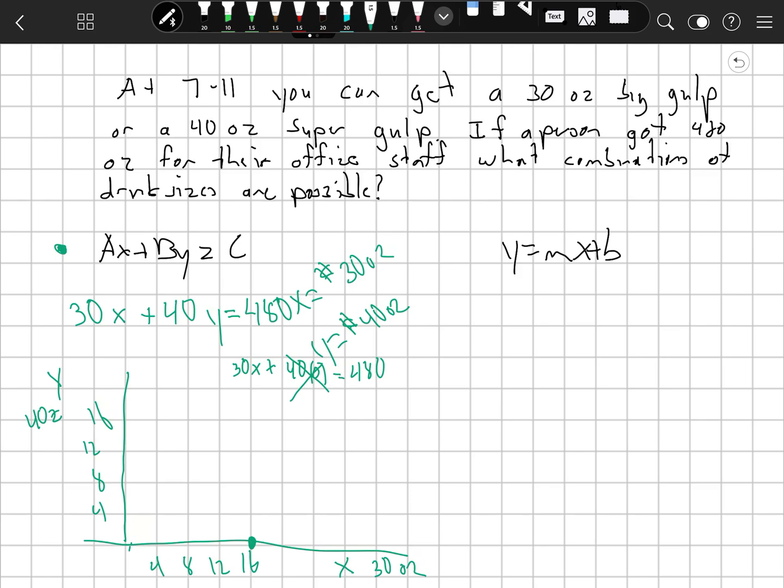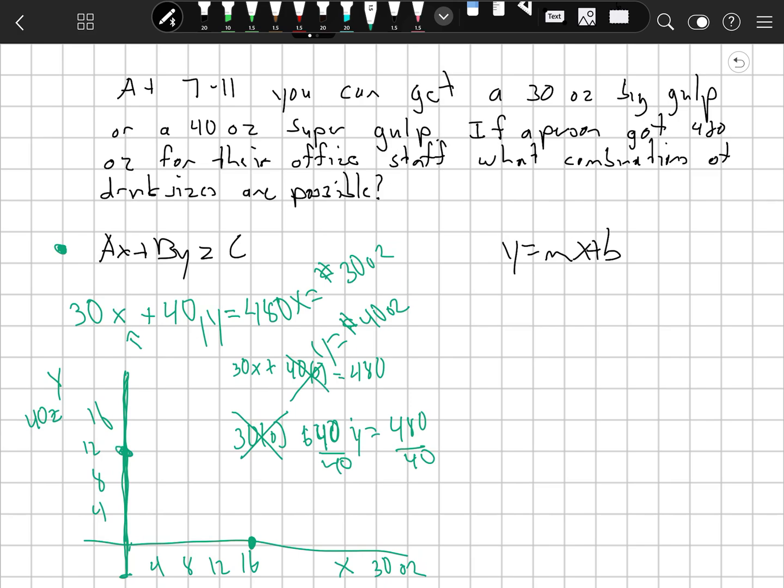Okay, now we're going to put a 0 in for x. Remember, when you're on the y-axis, you're at 0 on x, so we put a 0 in for x, and we go 30 times 0 plus 40y equals 480. And let's just cross this 30 times 0 out. My handwriting's sloppy. That should say plus 40 times y. So 40y equals 480. Just divide both sides by 40, and we've got y is 12.